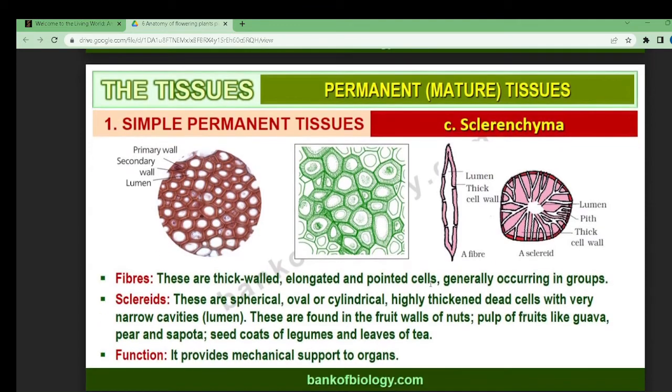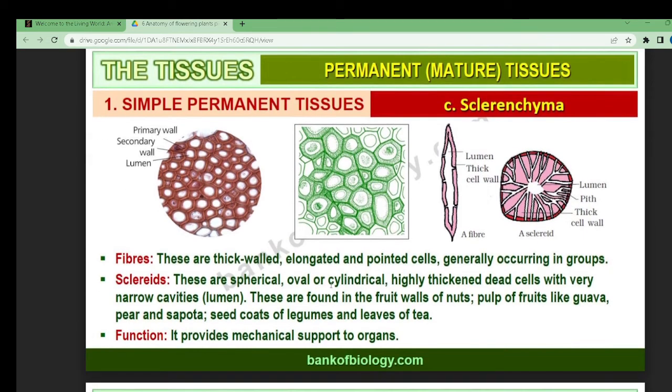We'll see fibres first. These are thick-walled, elongated and pointed cells generally occurring in groups. They contain a thick wall like collenchyma, and you can see the pointed, pencil-like shape. Now sclereids are spherical. The one which is pencil-shaped is known as fibres, and the second, which is spherical in shape, is known as sclereids.